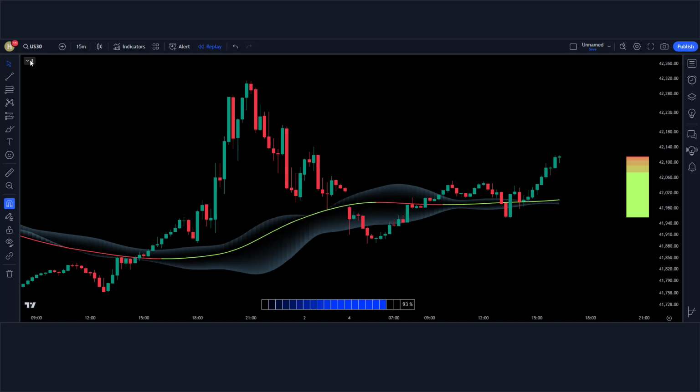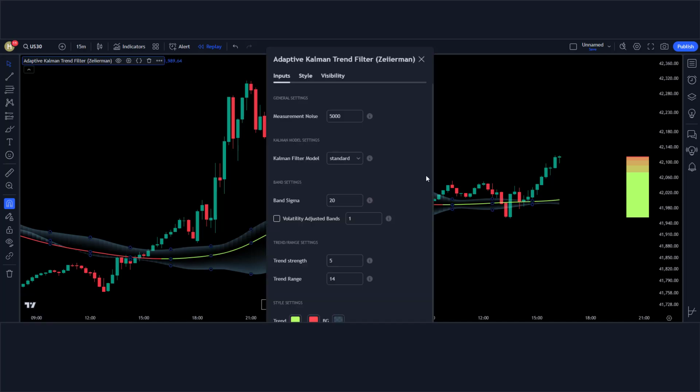Let's change the settings of the indicator. Band Sigma 22. Trend Strength 7. Trend Range 21.